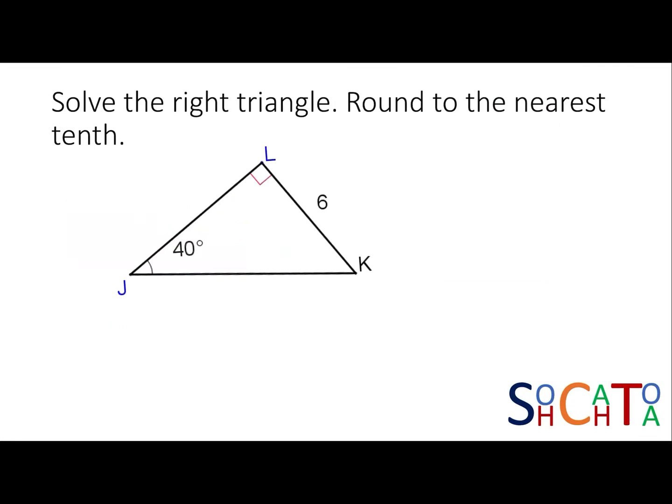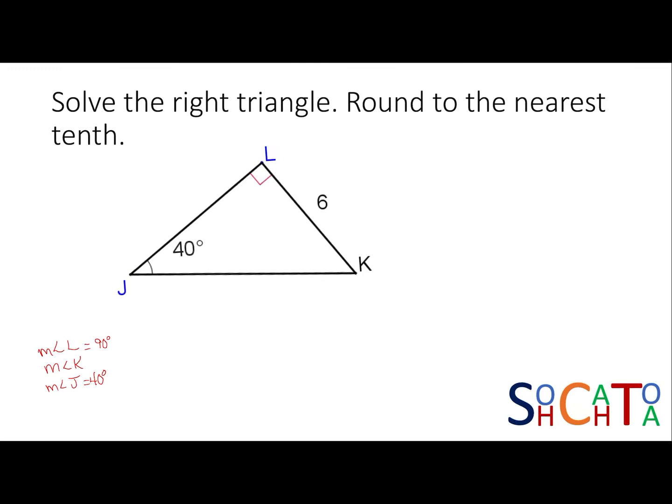All right, last idea here. We want to be able to solve the right triangle. Solving the right triangle means you're telling me everything there is to know about this triangle. I want to know the measure of angle L, the measure of angle K, and we know the measure of angle J was 40 degrees. We know the measure of angle L is 90 degrees because it has a right angle there.